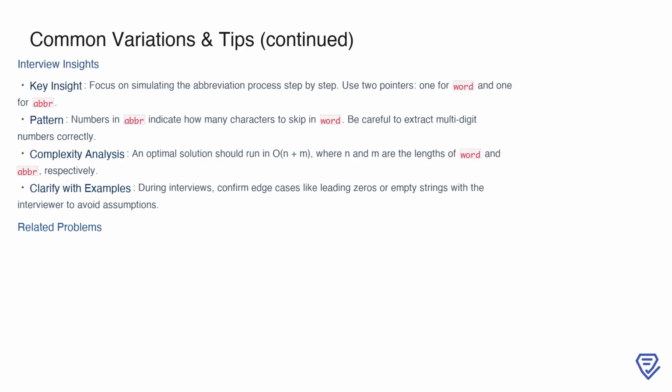To approach this problem effectively, focus on simulating the abbreviation process step by step using 2 pointers, one for the word and one for the abbreviation. The key is to identify patterns, such as how numbers in the abbreviation indicate how many characters to skip in the word. It's essential to extract these multi-digit numbers correctly to ensure accuracy. From a complexity perspective, an optimal solution should have a time complexity of O(n + m), where n and m are the lengths of the word and abbreviation, respectively.